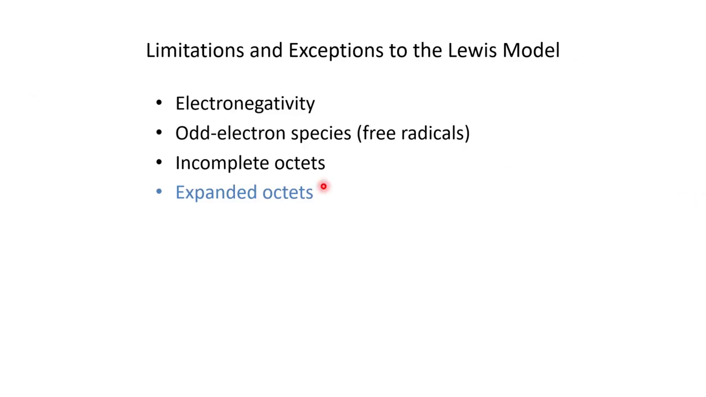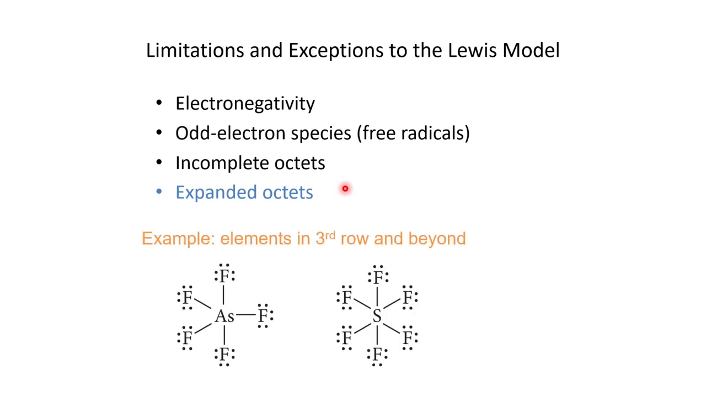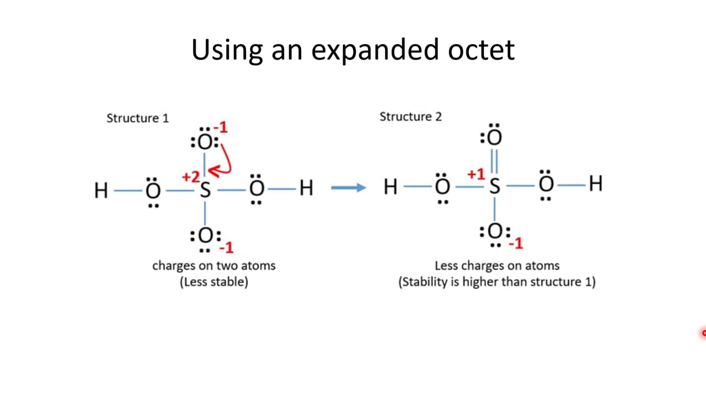Our last limitation and exception to the Lewis model is the expanded octets. These only happen in the 3rd row and beyond. So, for example, arsenic and sulfur, these can expand and have more bonds than you would expect based on the octet rule. Sulfur has 12 bonding electrons and arsenic has 10. Let's take a look at an example where we can observe this expanded octet. Let's look at sulfuric acid.